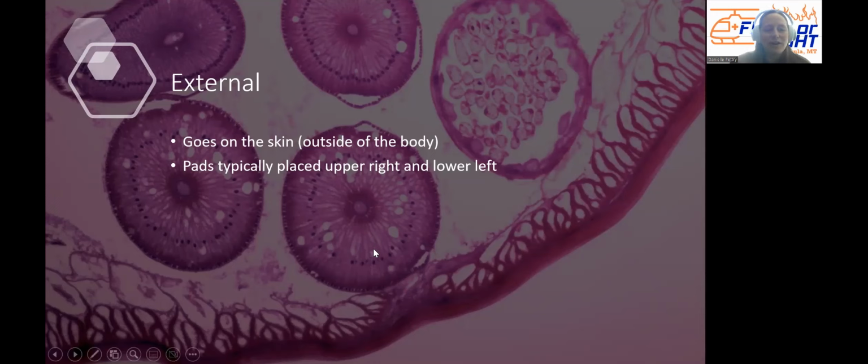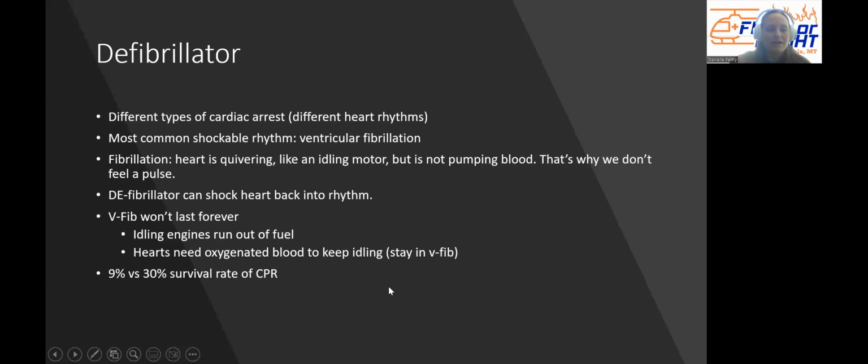But this is external as opposed to an internal or implanted pacemaker defibrillator, as some people might have. External goes on the outside of the body.